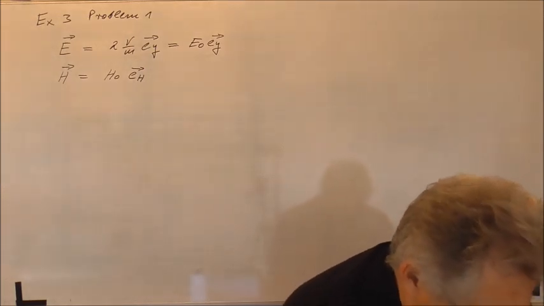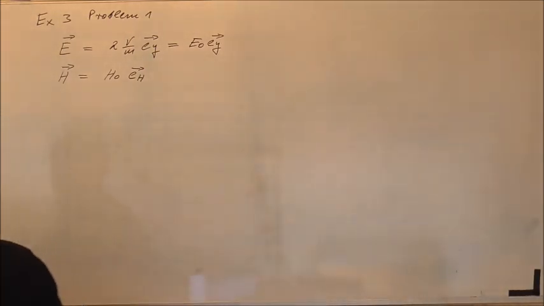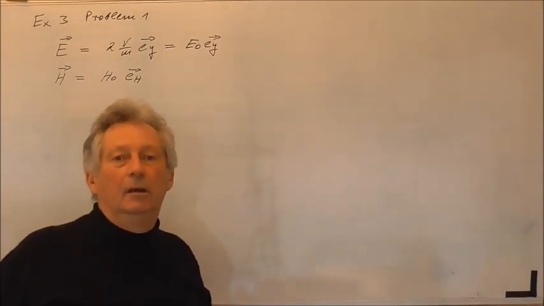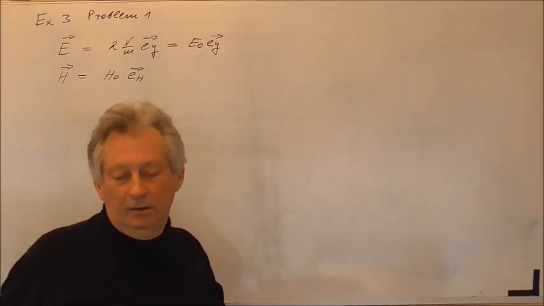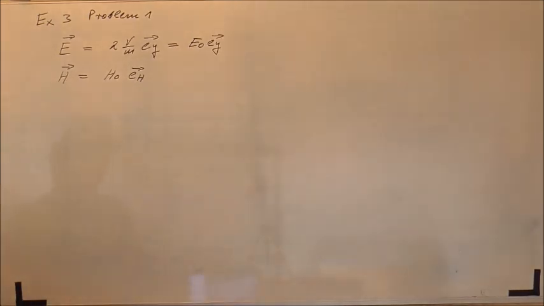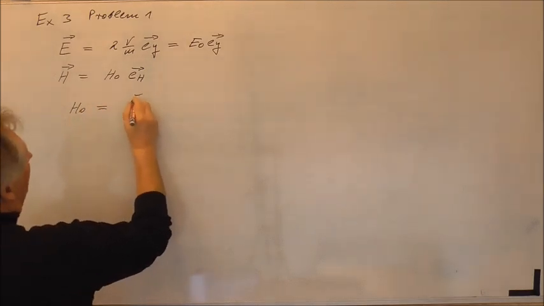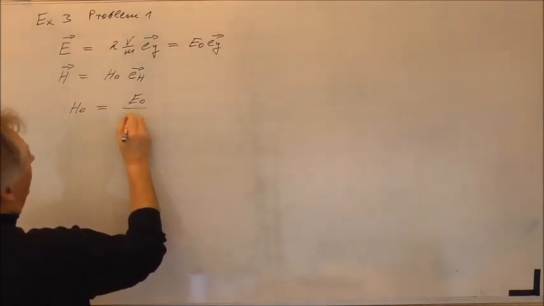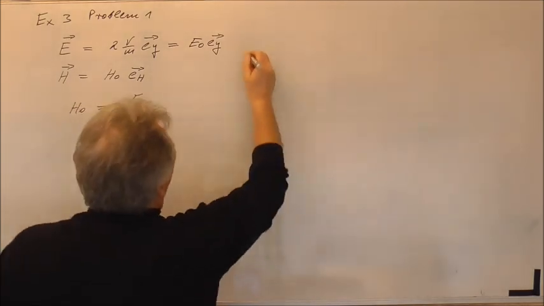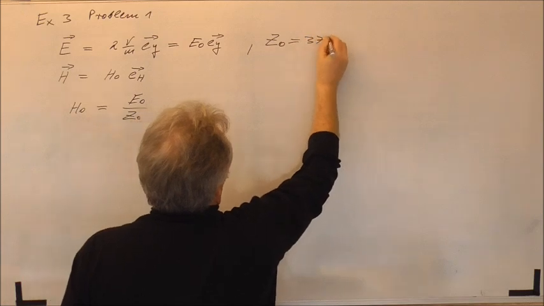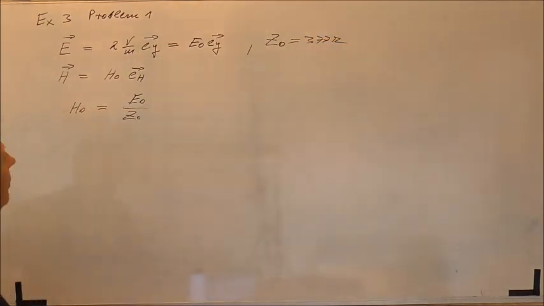This is a very simple question, because we know that in a plane wave the electric field and the magnetic field are related via the field impedance of free space. I can say that H naught is always given as E naught divided by Z naught, where Z naught, the field impedance in free space, is 377 ohm.